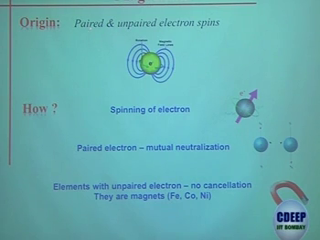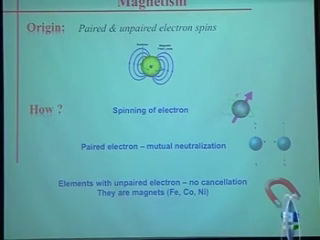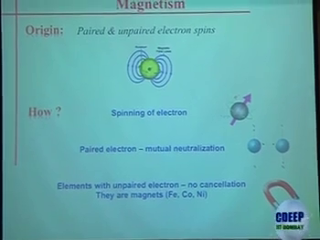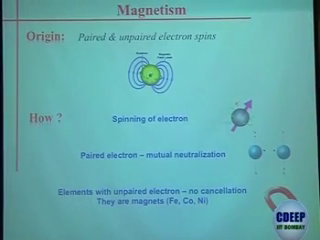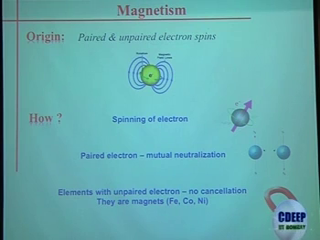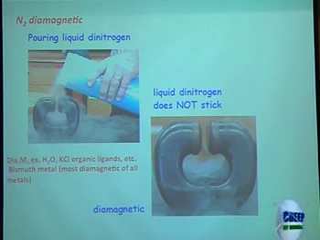So, I think I was discussing a moment ago, paired and unpaired electrons. Unpaired electrons are the ones which will be giving this magnetic behavior, because paired electrons will be cancelling each other out. Spinning of electron, as you can see, and this is the pairing of electrons. So the unpaired electron will be giving you the magnetic behavior, and paired electrons will cancel each other out. Okay. Now, can you see this behavior?